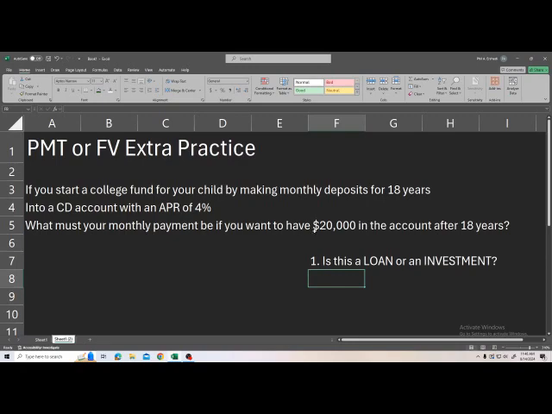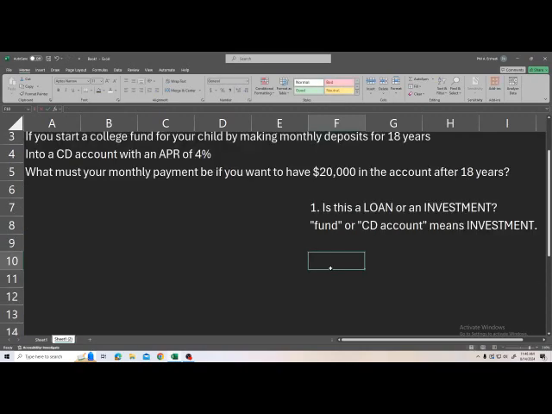There are certain words that will clue us in. First, in line 3, the question says that this is a college fund. And in line 4, we also see the words CD account. If you see the word fund or CD account, that's a hint that we're dealing with investments. Let's remind ourselves that for investments, we don't necessarily have to have a principal value. We might have one, but we might not. This is another difference between investments and loans. Loans have to have a principal value, but investments don't necessarily have to have one.